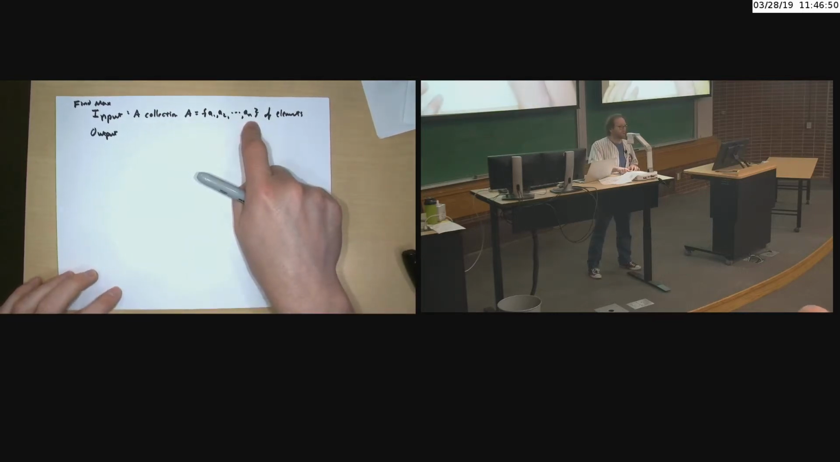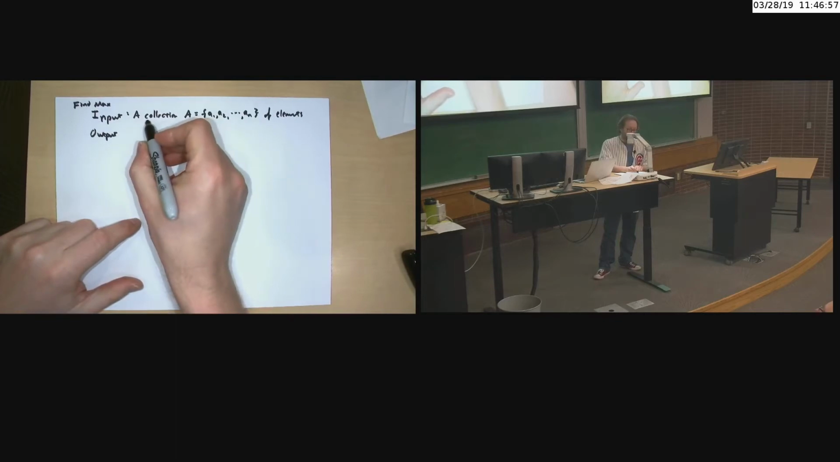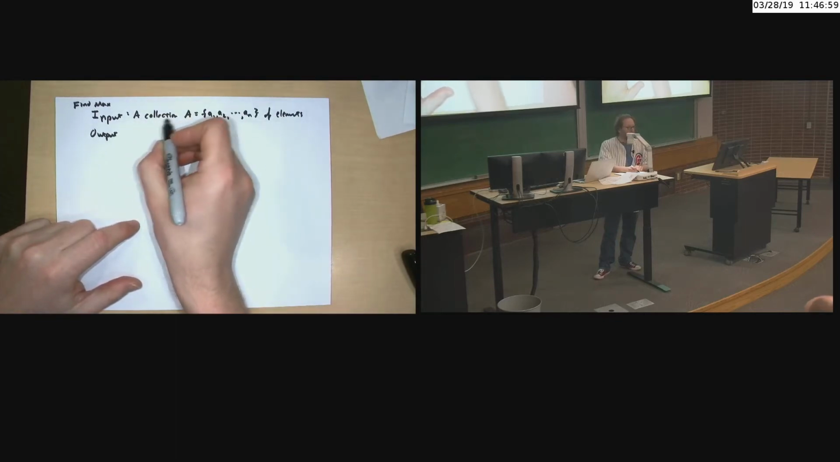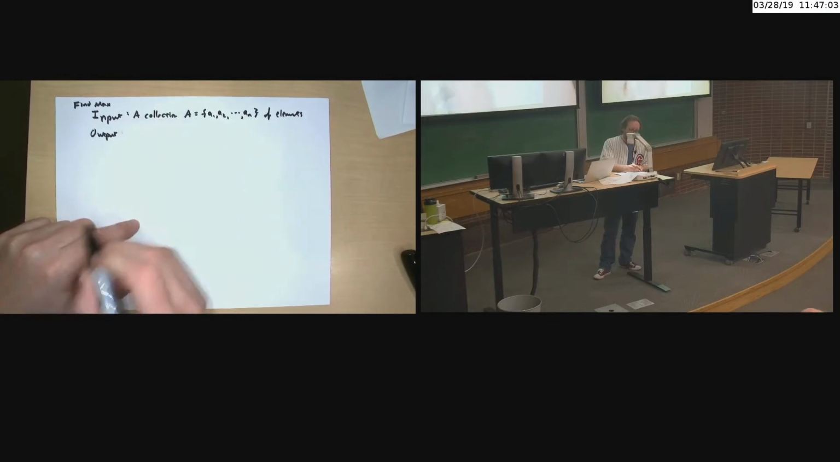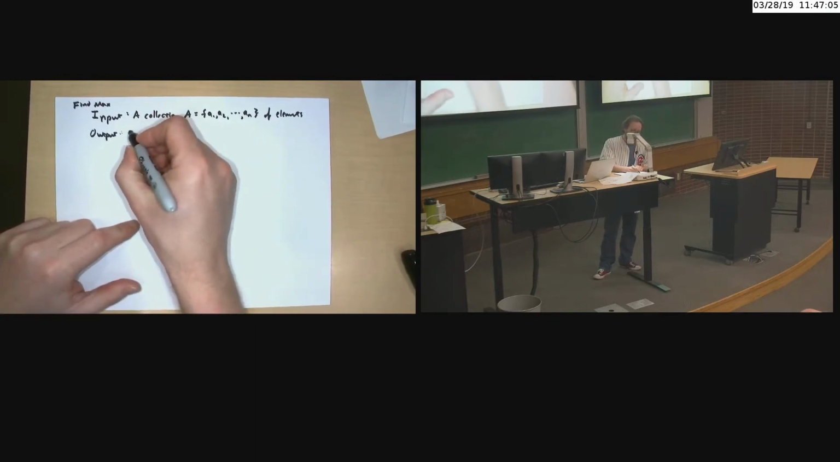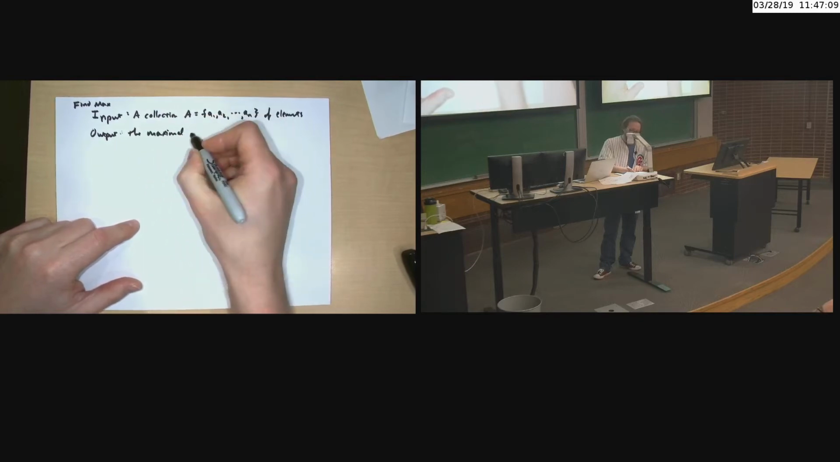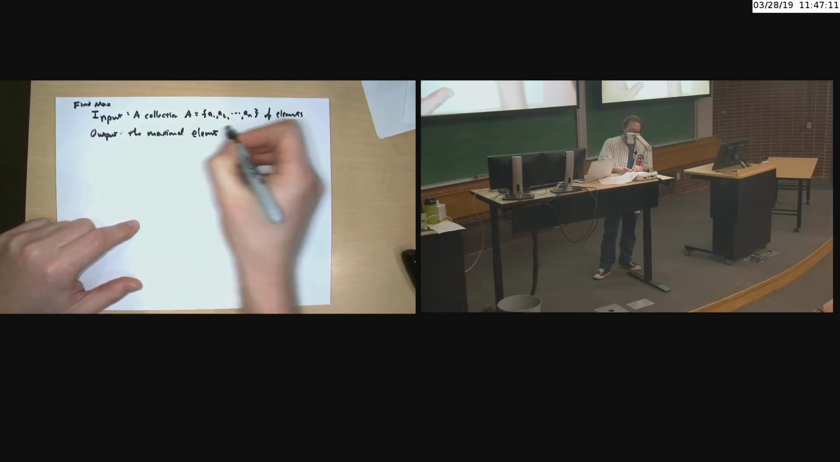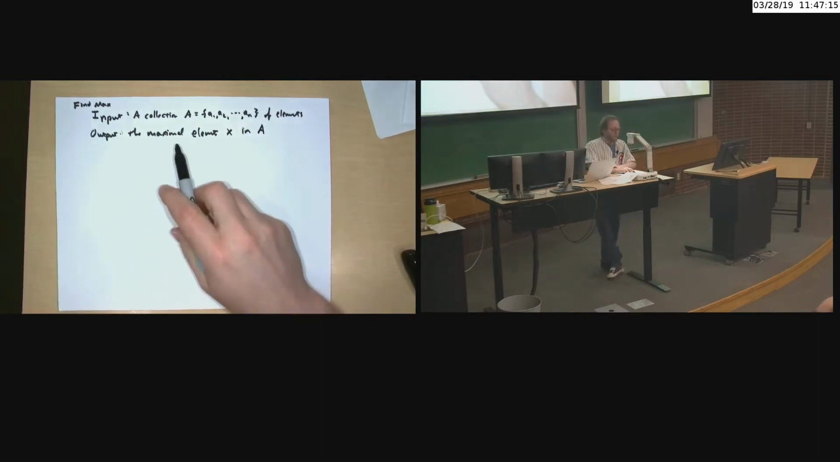This is how I'm going to do it with pseudocode. A collection A of elements, right? That's as generic as it gets. I didn't say array, I didn't say set, I didn't say map, I said a collection. The output will be the maximal element x in A, right?